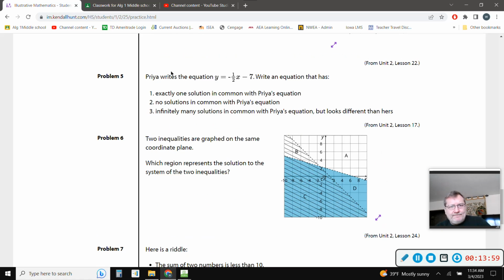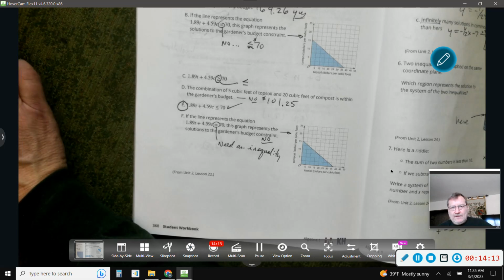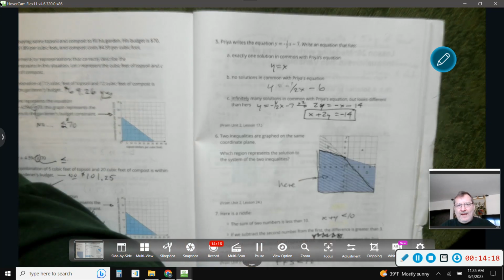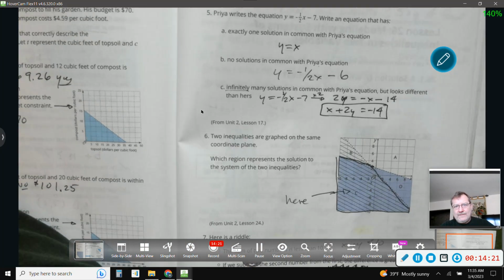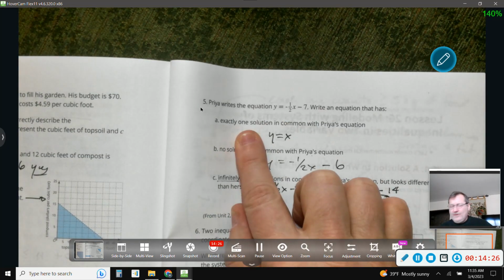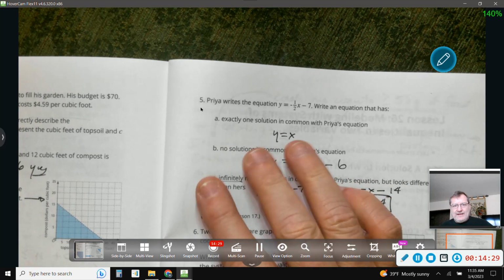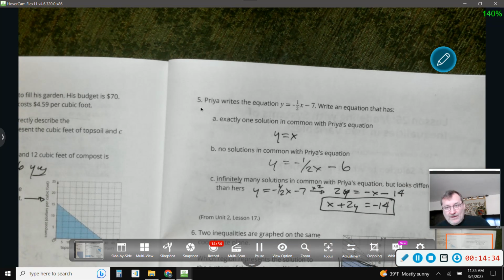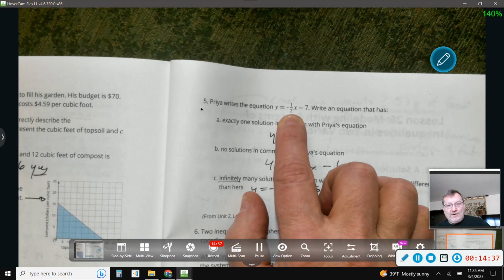On to number 5. Pria writes the equation y equals -1/2 x minus 7. Write an equation that has exactly one solution in common with Pria's equation. That's fairly easy. All right. So if we go and look at that, if you have an equation like that, and you want one solution, you just have to come up with something that has a different slope. And there's an infinite number of equations that'll work. You just have to have something that doesn't have a slope of -1/2.